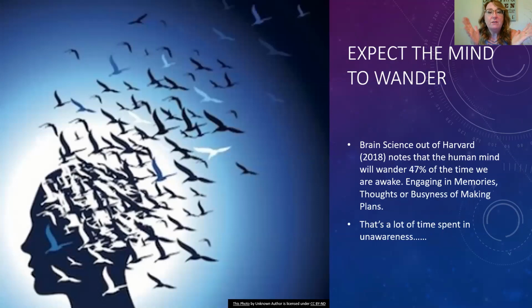Brain Science, Harvard 2018 notes the human mind will wander 47% of the time that we're awake. We will engage in a thought, have a memory, or make a plan. And this is just busyness of the mind. Some people have written about monkey mind, or there's a children's book called Puppy Mind. Teaching our children and our students about mind wandering is a very valuable tool. Because when we practice mindful breathing and teach ourselves and then can also teach our students about mind wandering, then we're able to have some power and agency over this tool.